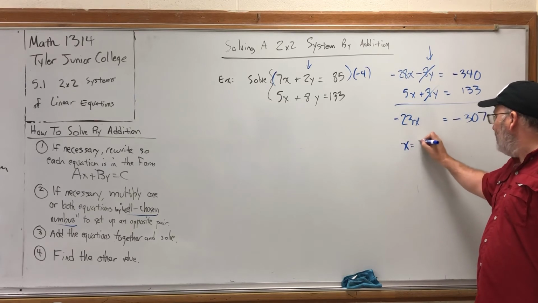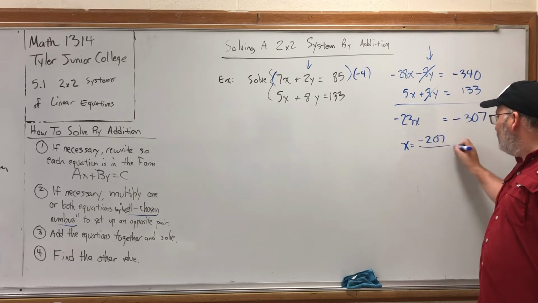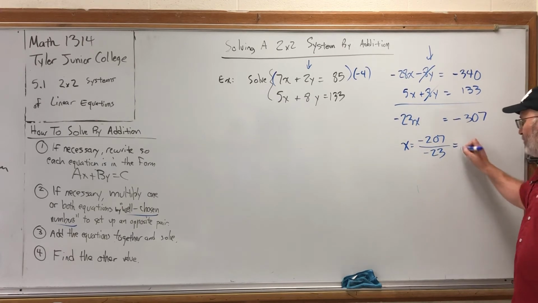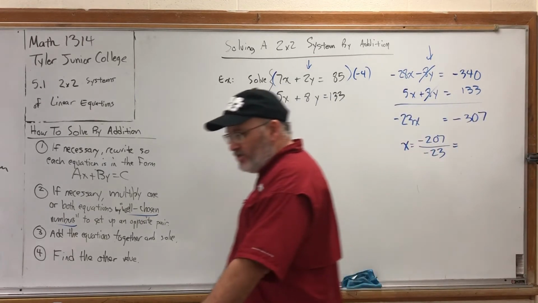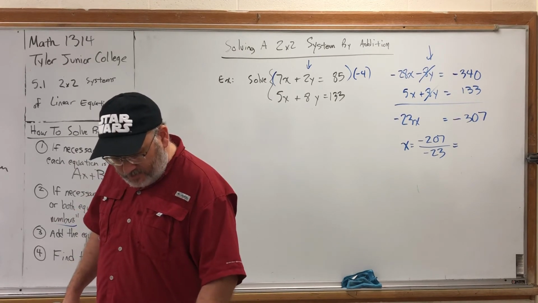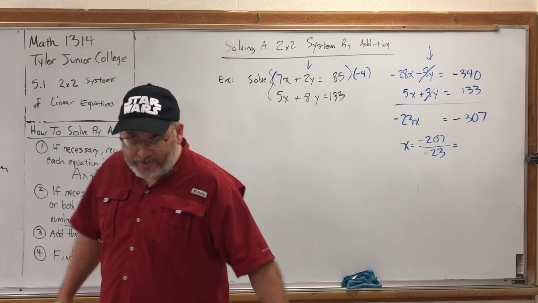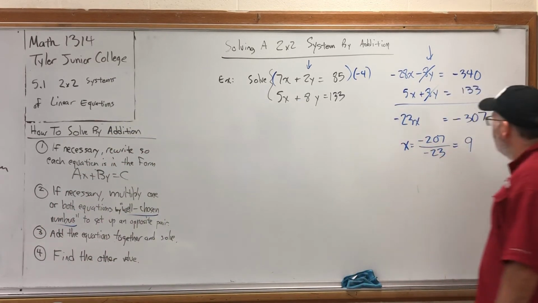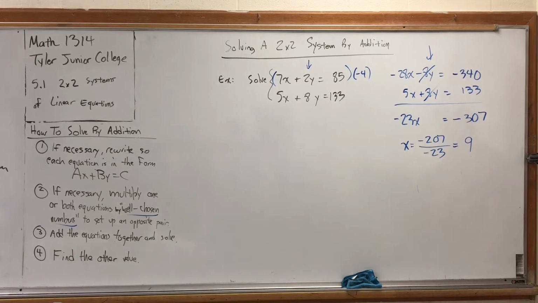Divide both sides by negative 23 to get x equals negative 207 divided by negative 23, which first off is positive, and secondly, I'm pretty sure it's 9. But just to make sure, it is 9. So x is equal to 9.